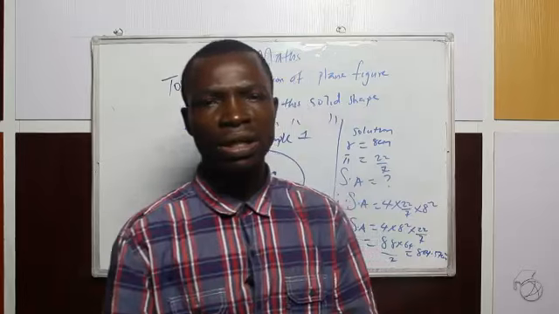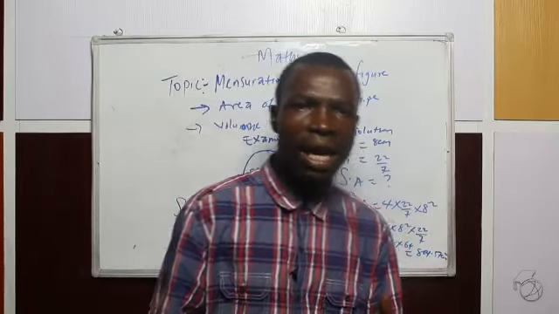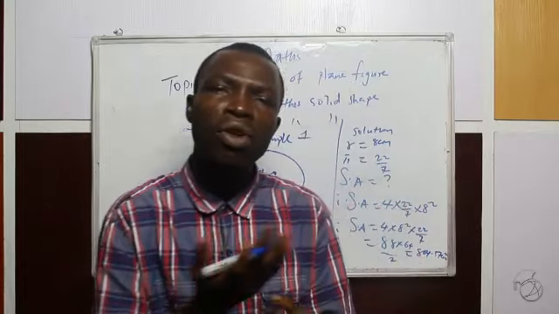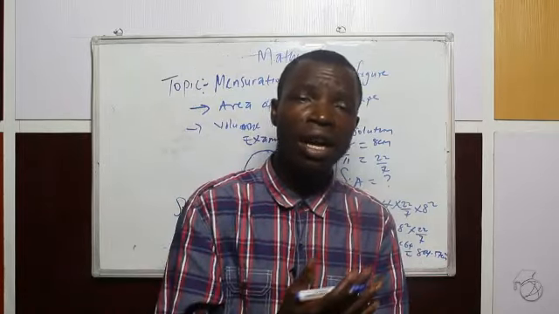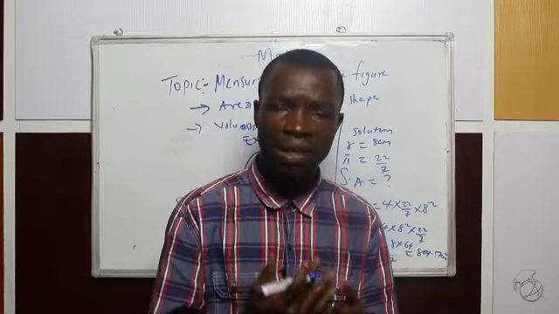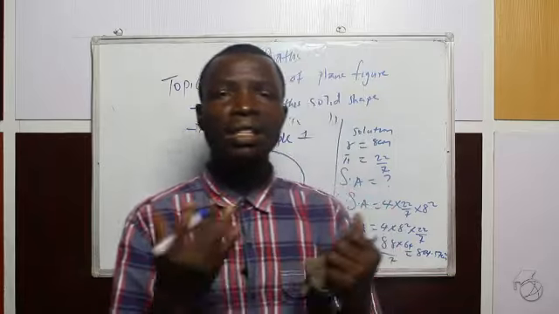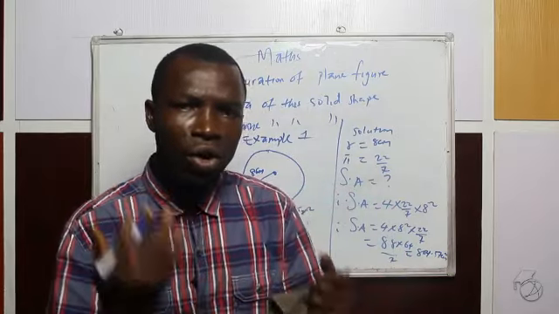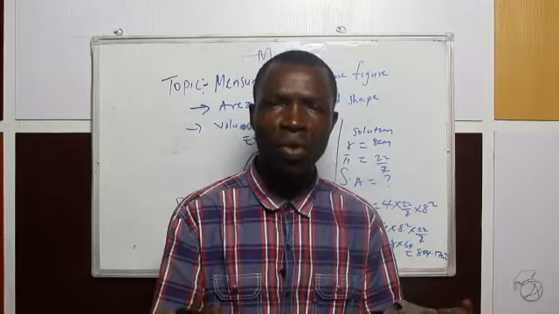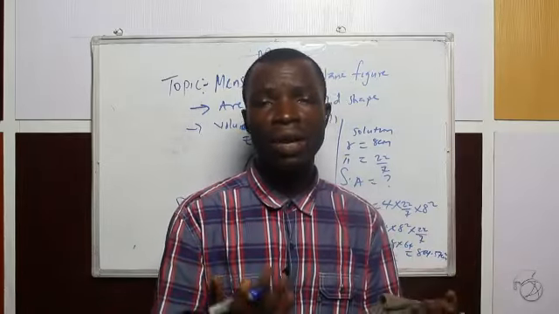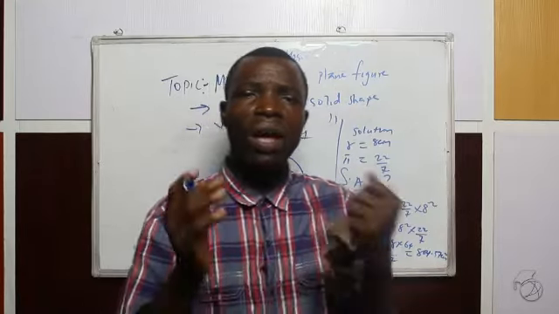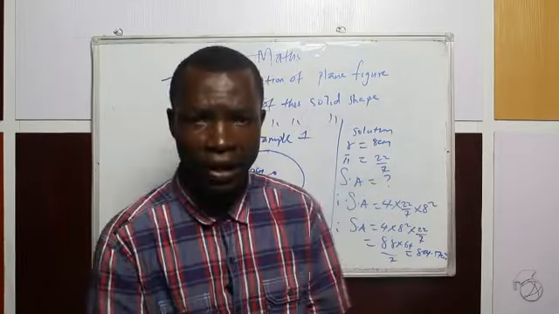I want you to understand that this sphere can also be cut. What do I mean? We might not have a full surface area of a sphere, and that is what results into what is called a hemisphere. Hemisphere is different from sphere. We cut the sphere into two and result into what is called a hemisphere. So the surface area of a hemisphere is different from the surface area of a sphere.